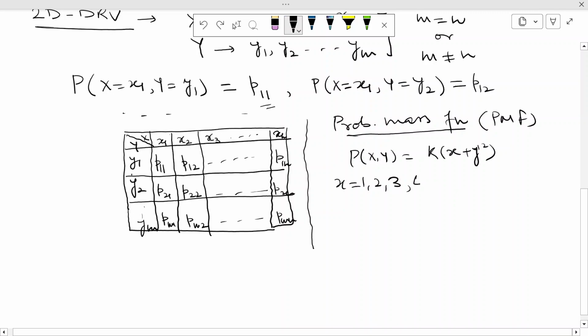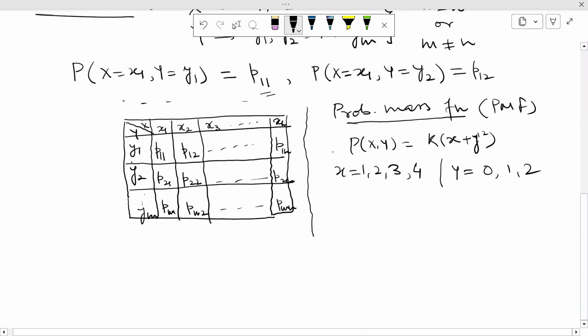So let's say x is taking 4 values, and similarly we have the values of y. So y is taking the values, let's say, 0, 1 and 2. So y is taking 3 values here and x is taking 4 values. So now you can convert this information into this tabular form. So how can we do that? So let us discuss this.